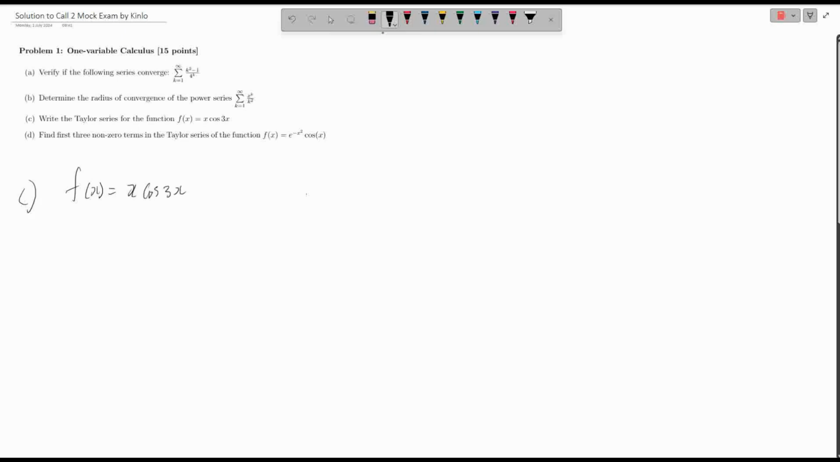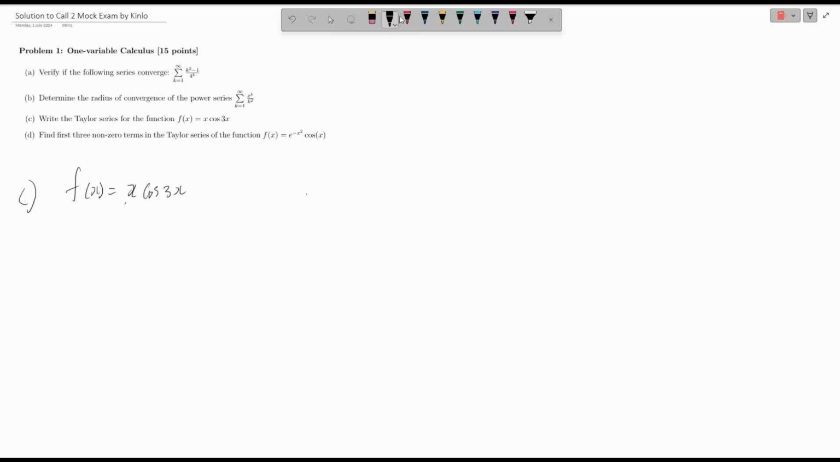So this is a composite function, and a composite function is simply a combination of two or more functions. Here we have a linear function, which is x, and a trigonometric function, which is cos 3x. So you need to know this: first of all, what is your composite function made up of? Because if you know these different functions, you can easily compute the Taylor series expansion.